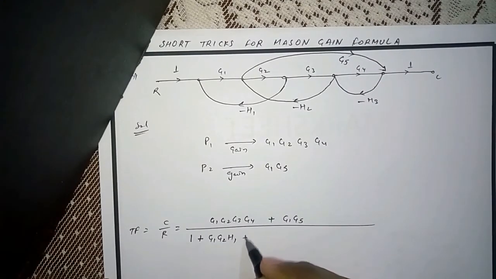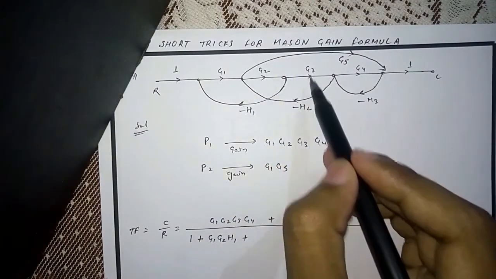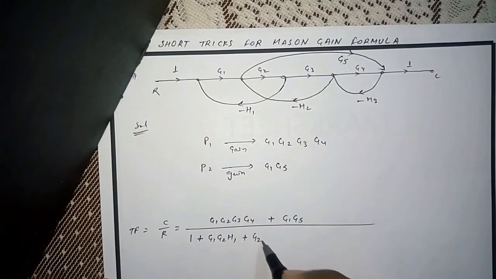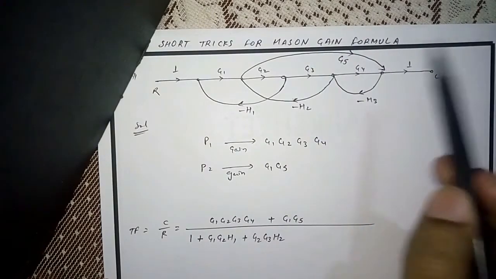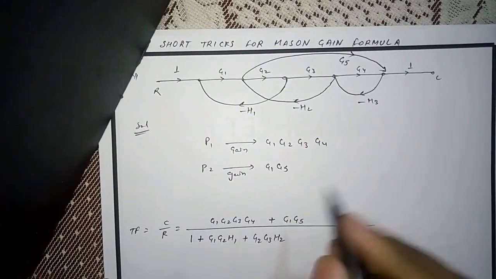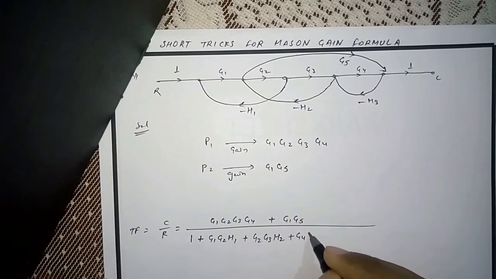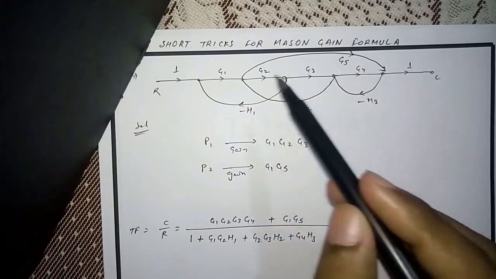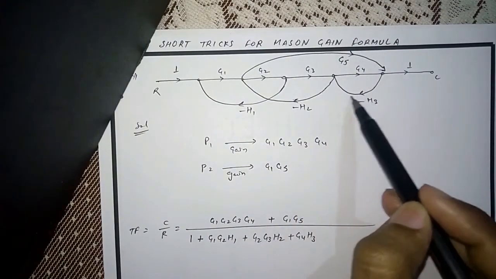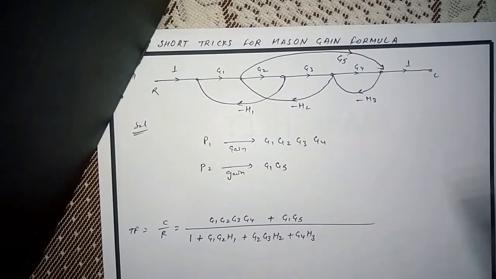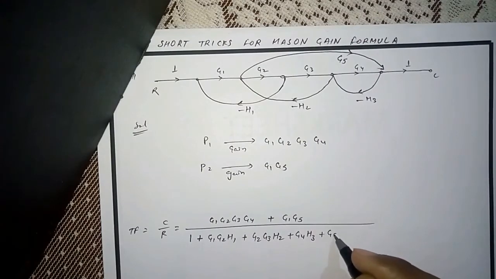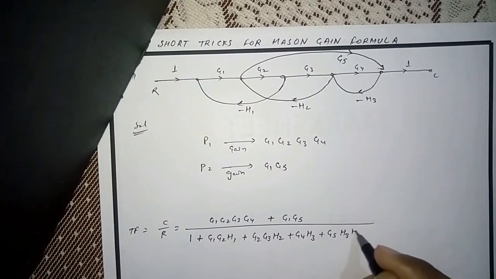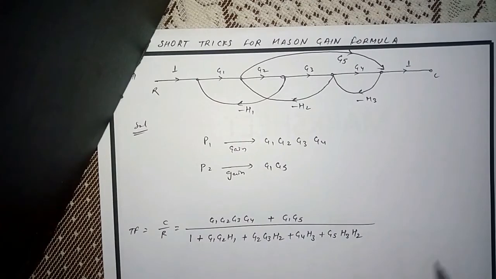And the second loop is, guys, G2, G3, H2. And the third loop is, guys, G4, H3. And the final loop is, guys, G5, H3, H2. So G5, H3, H2. This is the final transfer function of this question, guys.